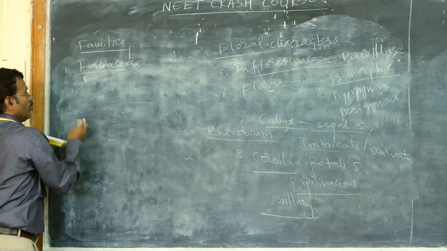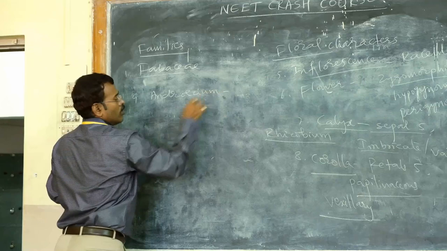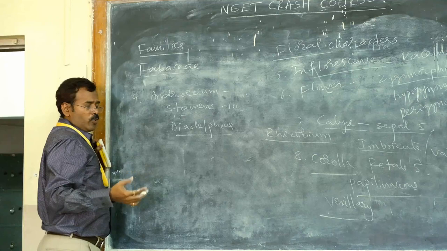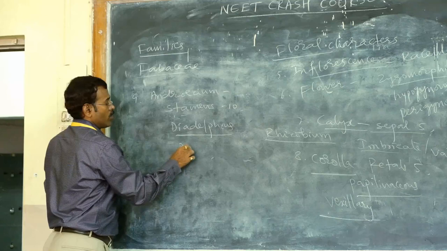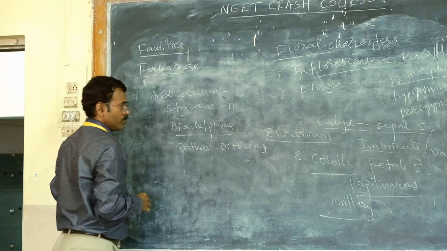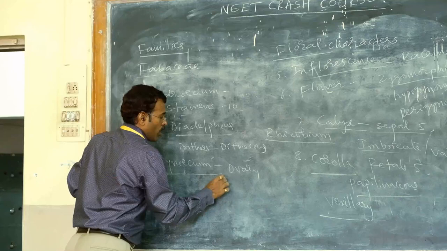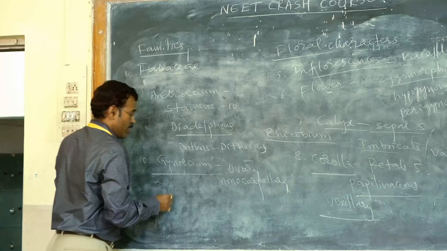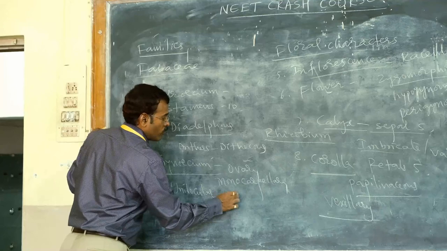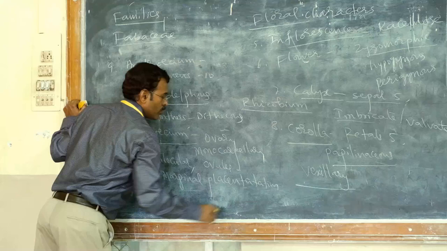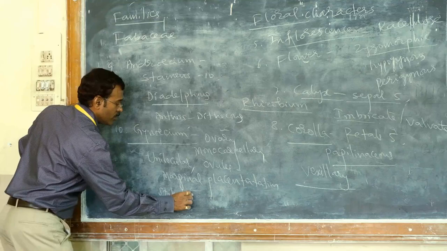Androecium. Stamens are 10, diadelphous condition. Here nine stamens are usually in one bundle and one is a separate bundle. Diadelphous condition, and the anthers are dithecous. Then next, gynoecium. The ovary is monocarpellary, a single carpel, usually with the ovary superior, and many ovules on marginal placentation. Marginal placentation. And here the style is bent and the stigma is round.